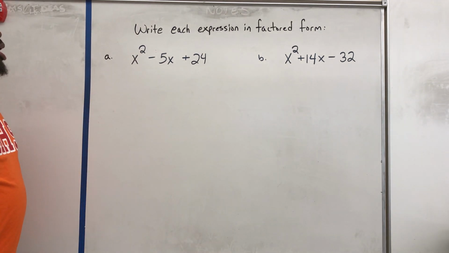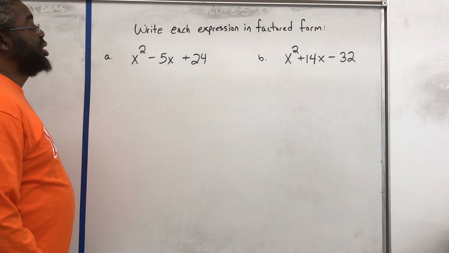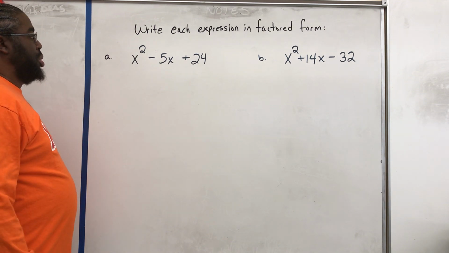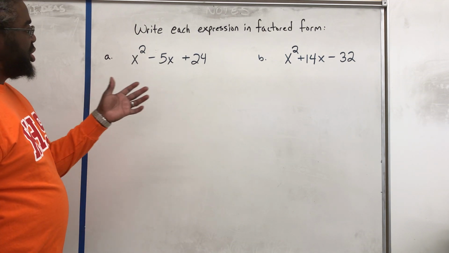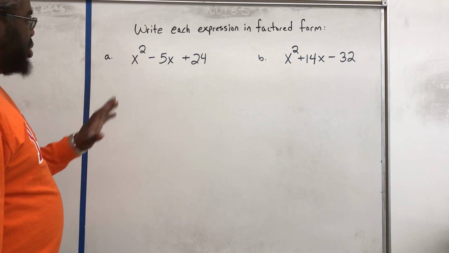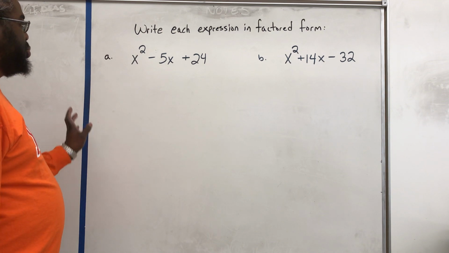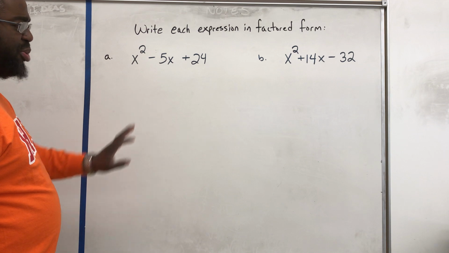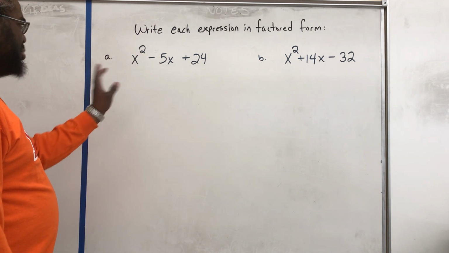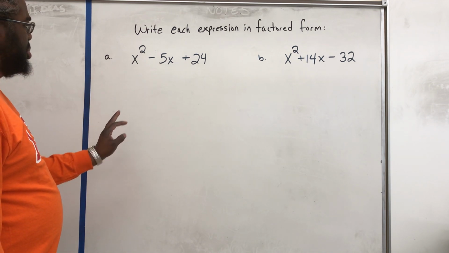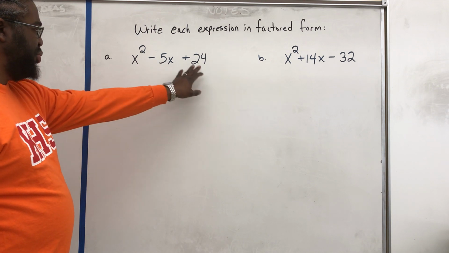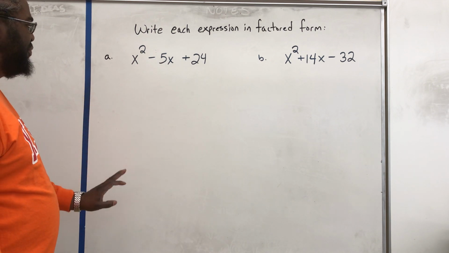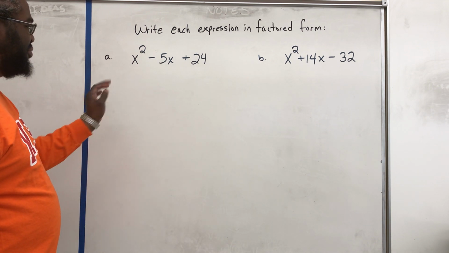Okay, so our next problem says write each expression in factored form. I'm looking at two trinomials here. First thing, whenever I'm factoring, I always want to ask myself, do I see the difference of perfect squares? Of course, they're trinomials, so it's not the difference of perfect squares, right? I don't see any GCF because there's nothing in common in all three, right? Nothing that factors out of all three.